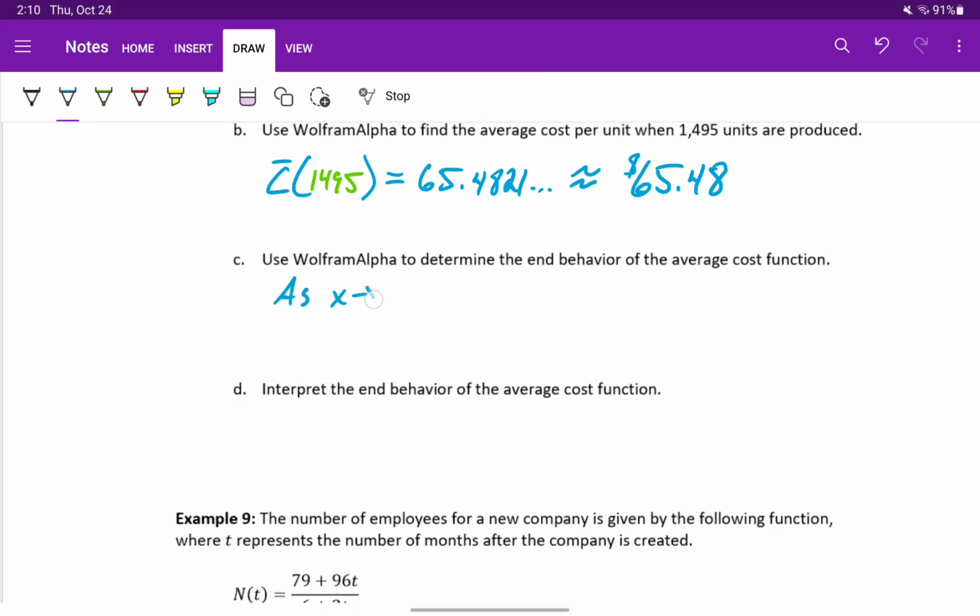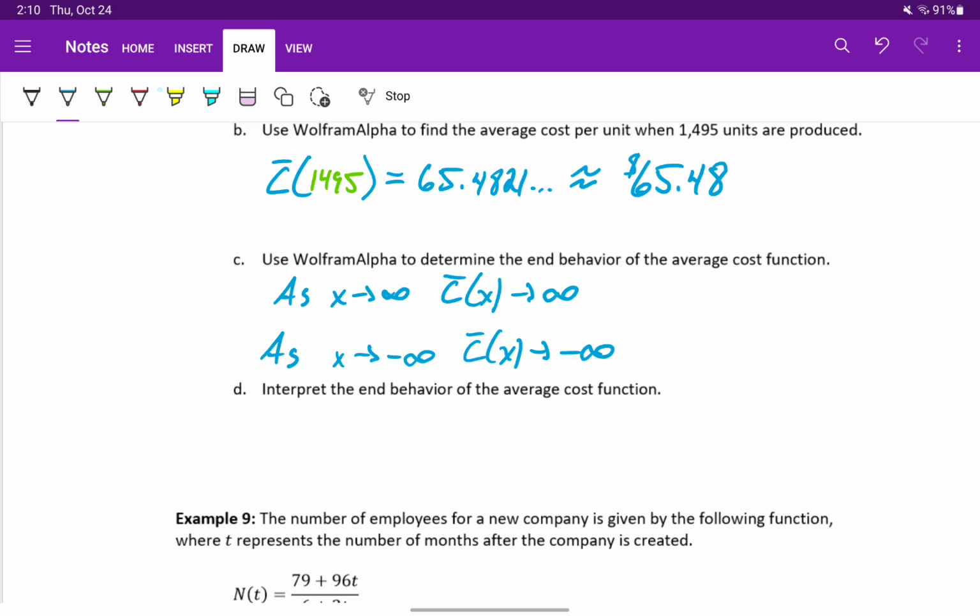So as X approaches positive infinity, C bar of X is approaching positive infinity, and as X is approaching negative infinity, C bar of X is approaching negative infinity.